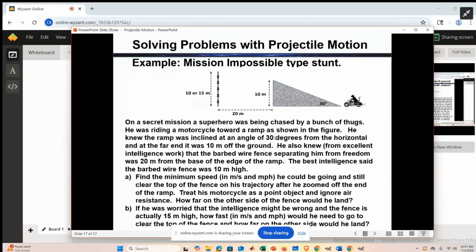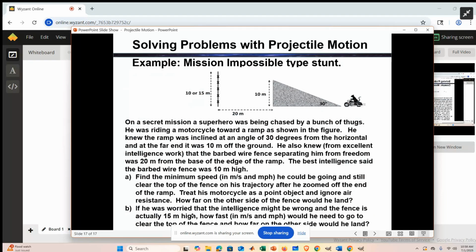And there's a story backdrop on the thing. The ramp is 30 degrees, so high, the fence is so high, although the intelligence is unclear whether the fence is 10 meters or 15 meters. And so the kind of thing that people ask for this is, find the minimum speed that he has to be going to still clear the top of the fence on his trajectory. So what are they asking for? They're asking for a speed to get a max height. Then, how far on the other side of the fence would he land? Well, that's just gravy after you've figured out how to solve the problem.